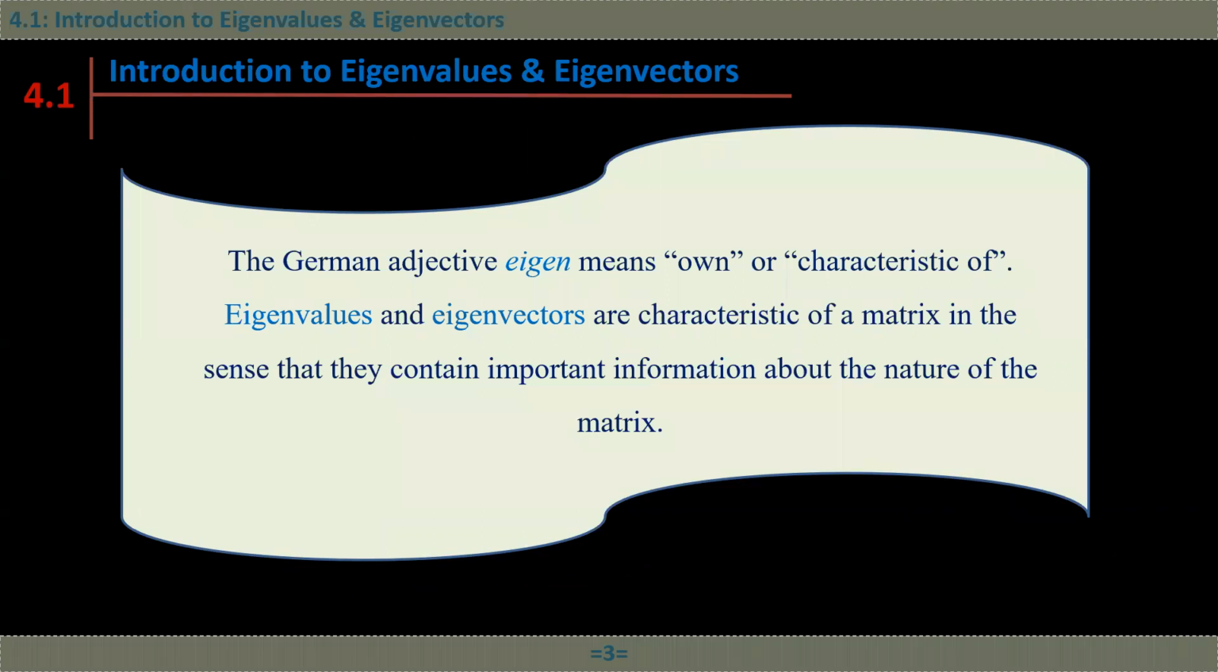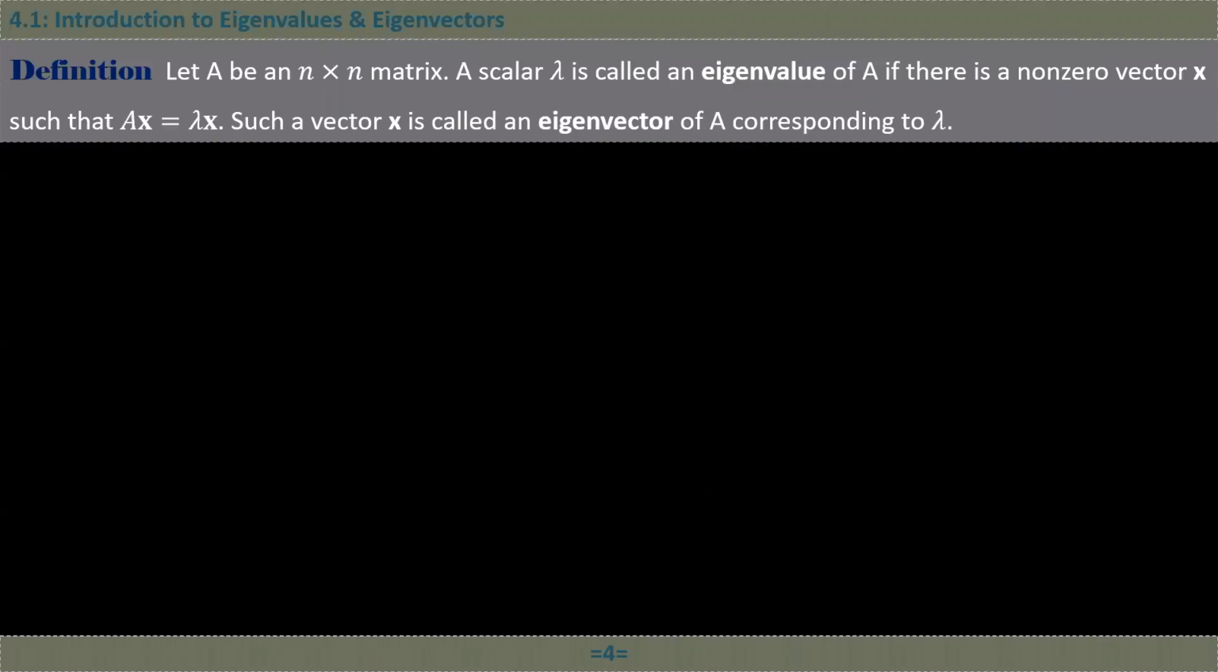First, actually, its meaning. It's a German word, taken from the German language. Eigen means own or characteristic of something. Eigenvalues and eigenvectors are characteristic of a matrix in the sense that they contain important information about the nature of the matrix. So when I say important information about the nature of the matrix, what do we mean by this?